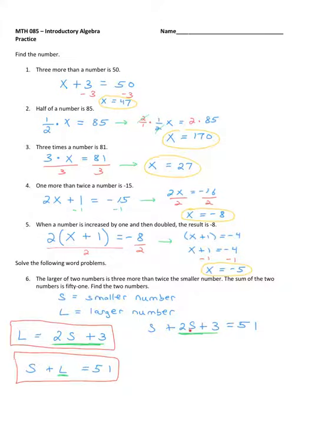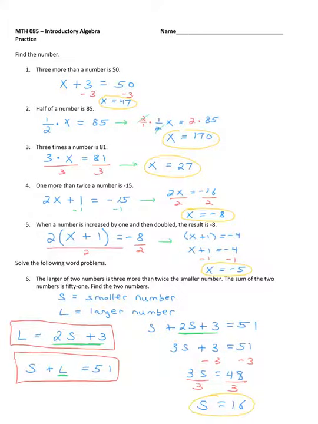Here I have S plus 2S. I know that is 3S. Plus 3 is 51. So if I want to solve this equation, I would subtract 3 from both sides. I get that 3S is equal to 48, and then I'm going to divide both sides by 3. So 48, if I divide by 3, is equal to 16. So that's the smaller number. The smaller number has to be 16.